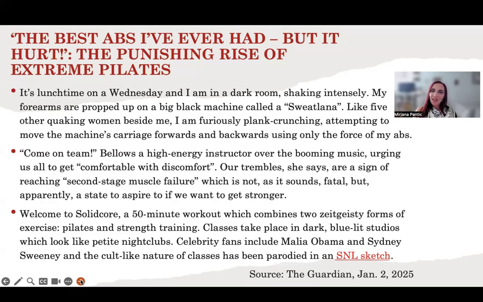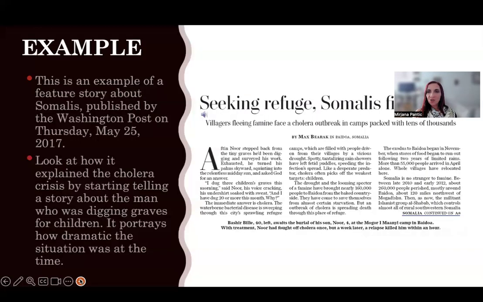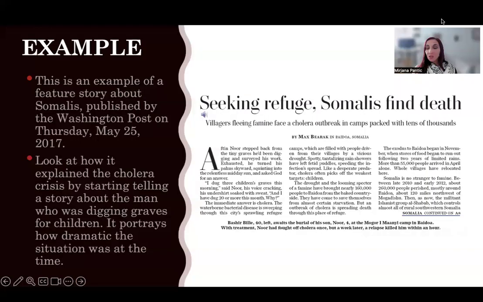It's about the setting, it's about the people who go there, the instructor, how the classes look, and so on. So you can read the full story on the Guardian website. I think it's really interesting. There are other examples as well.